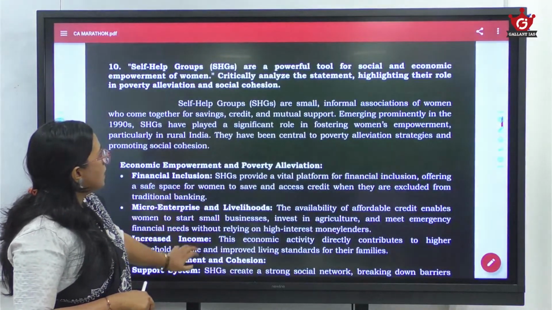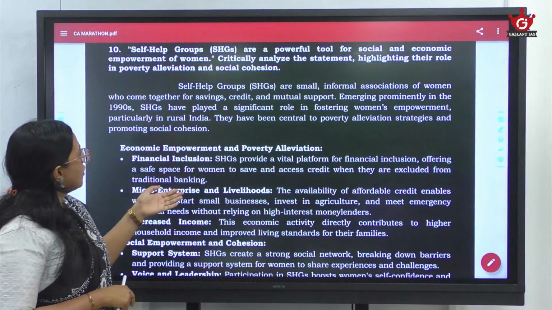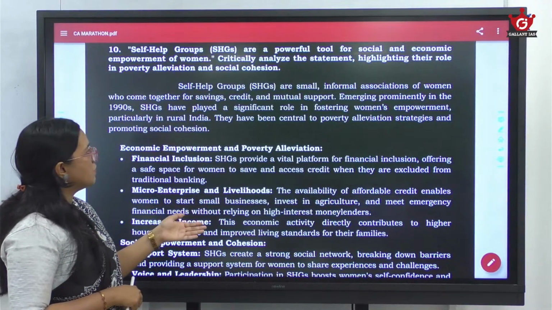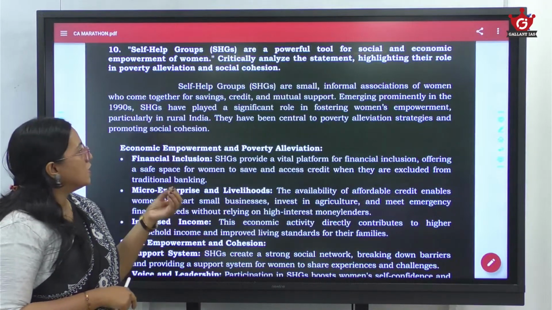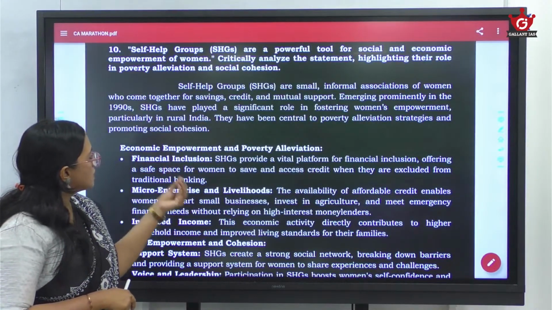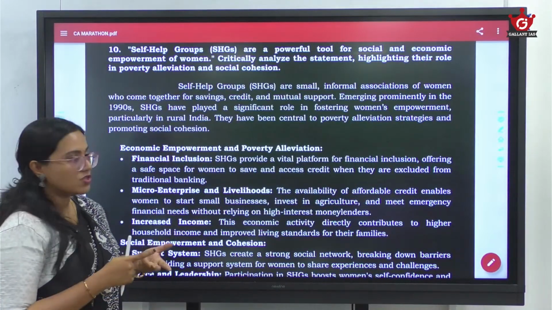Self-help groups: critically analyze the statement that they are a powerful tool for social and economic empowerment of women, highlighting their role in poverty alleviation and social cohesion. So it's actually not about the social and economic importance of self-help groups. It's talking about their role in poverty alleviation and social cohesion.